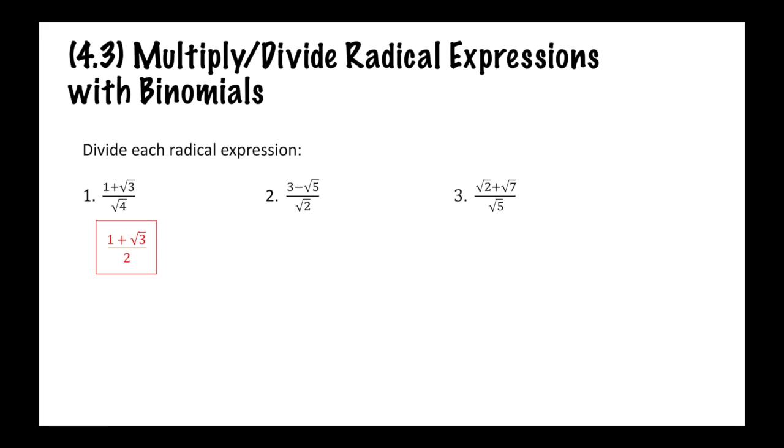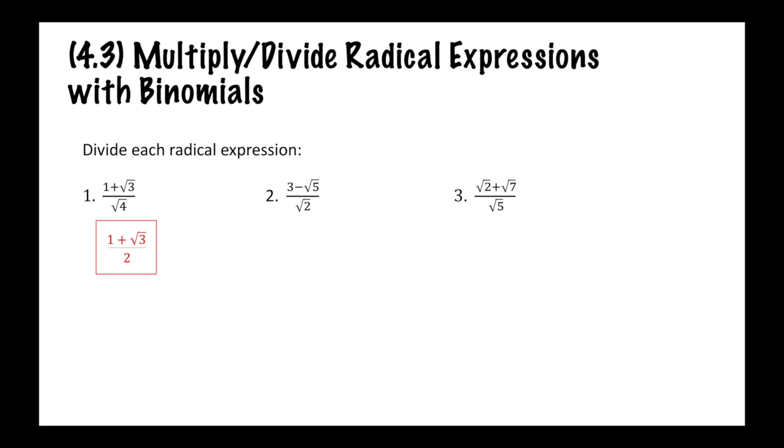So if I rewrite this so that I get 1 plus root 3 over 2, then I'm going to look for, does anything else simplify? Nothing else will simplify here. The other thing I'm looking for is, do I have a radical in the denominator? And I don't. So at this point, I know that this is going to be an acceptable final answer.